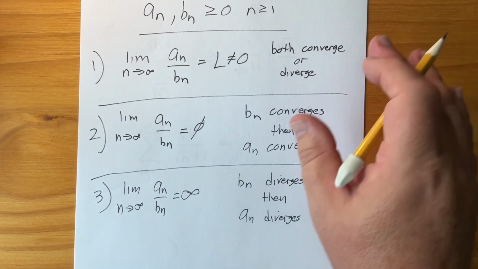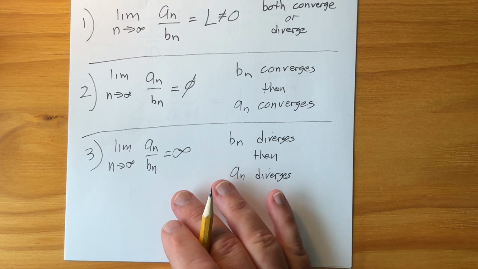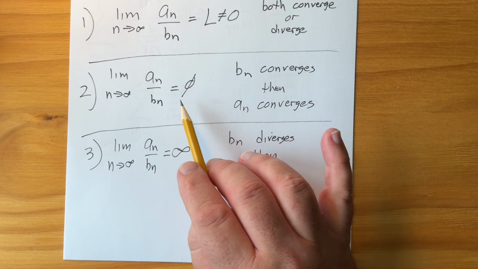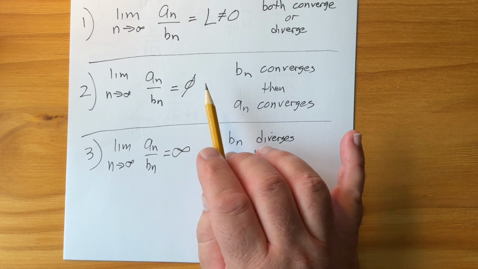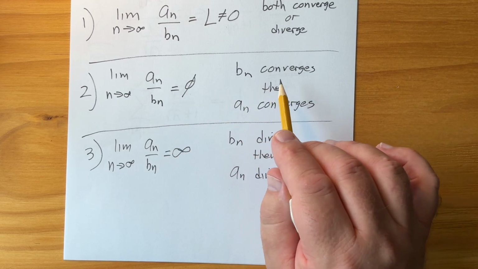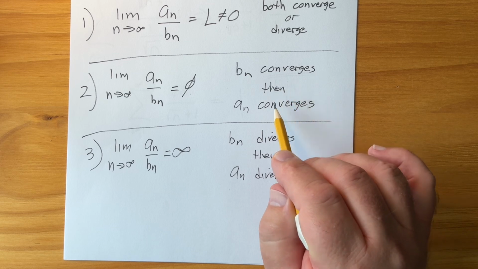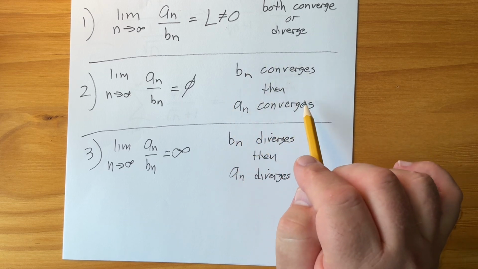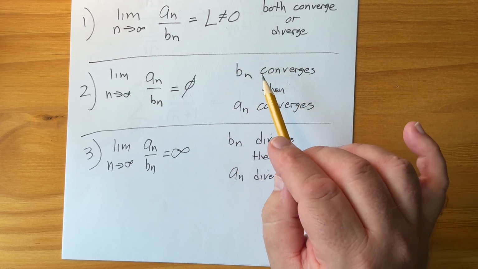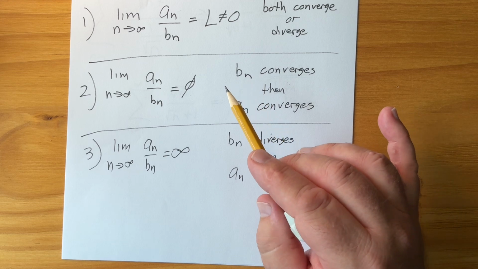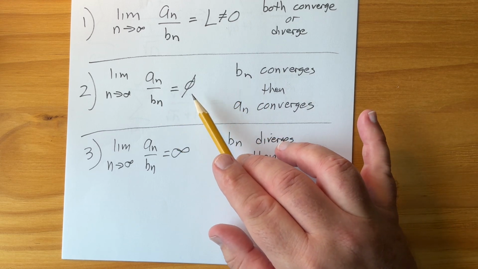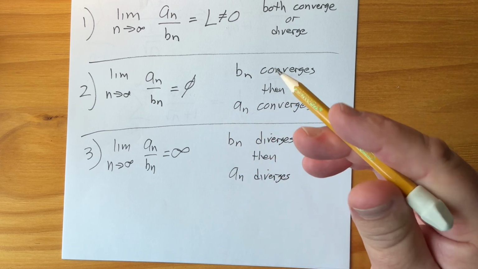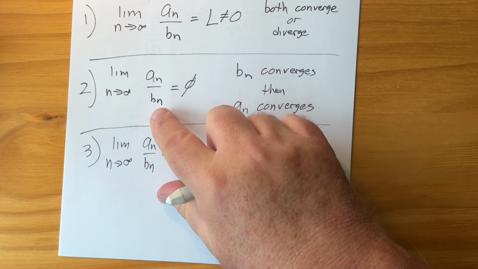The less desirable outcomes are this, and this is where it gets super tricky, my friends. For the second case, when you do this, if you get a zero and b sub n converges, then a sub n converges. If you get a zero and b sub n diverges, it tells you nothing. That's super tricky. This is going to be quicksand for many of you, my friends. If you get a zero, the only answer that's positive is a convergent answer. If you get a divergent answer, you need to either do a different test or test another b sub n.